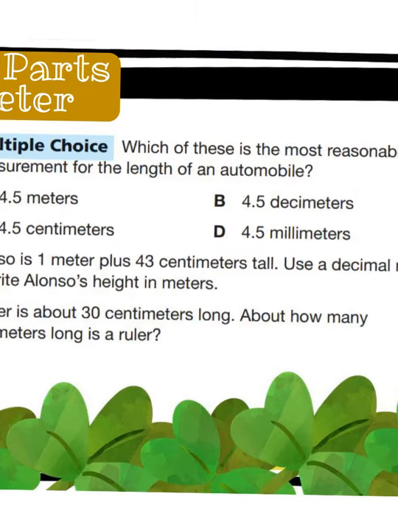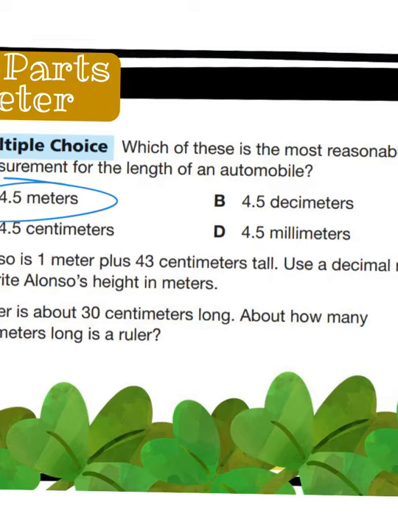All right, which of these is the most reasonable measurement for the length of an automobile? Do you think it would be 4.5 meters, 4.5 decimeters, 4.5 centimeters, or 4.5 millimeters? A. Yeah. Okay, all the rest are a lot smaller, right? And we're just getting smaller and smaller. That would be super silly if we had a car that was 4.5 millimeters. That might be like a teeny tiny Matchbox car.